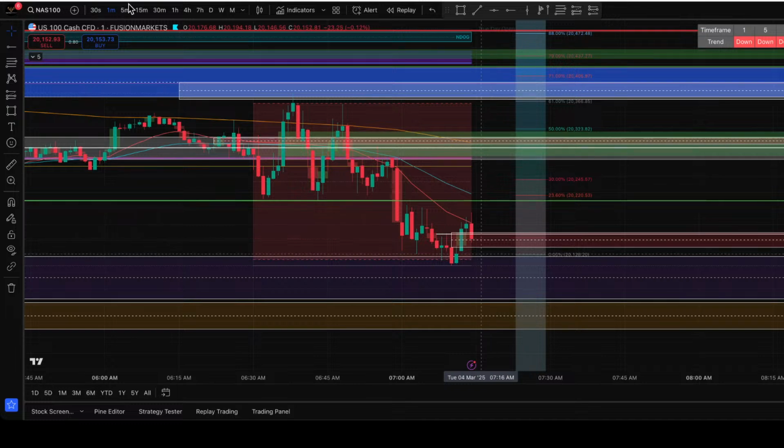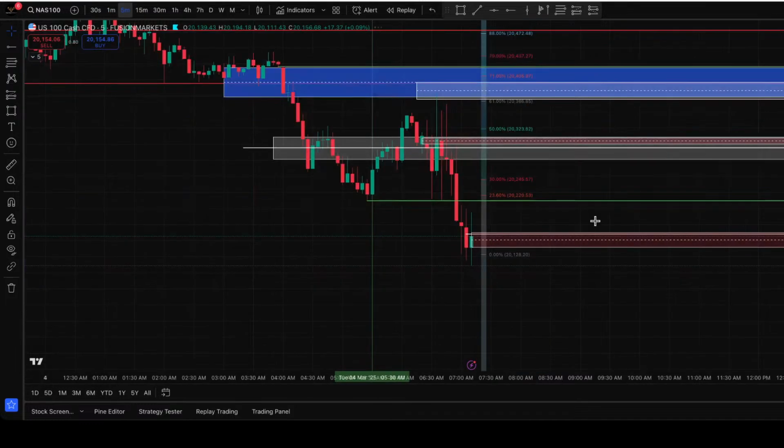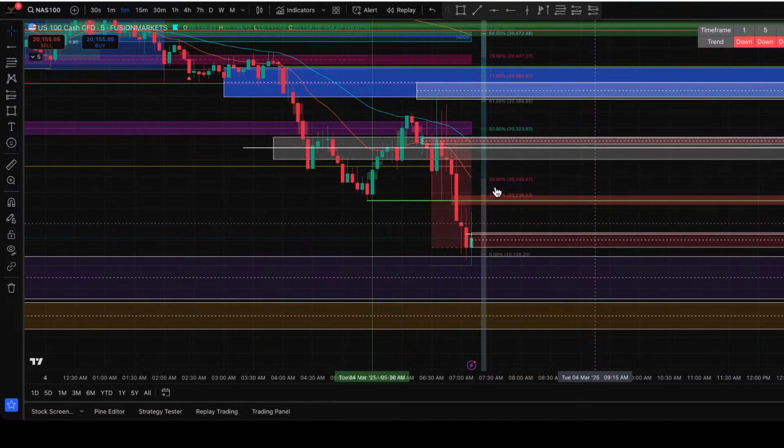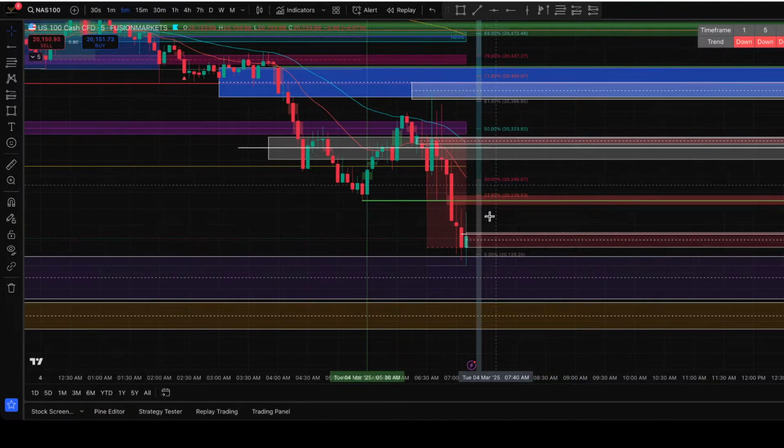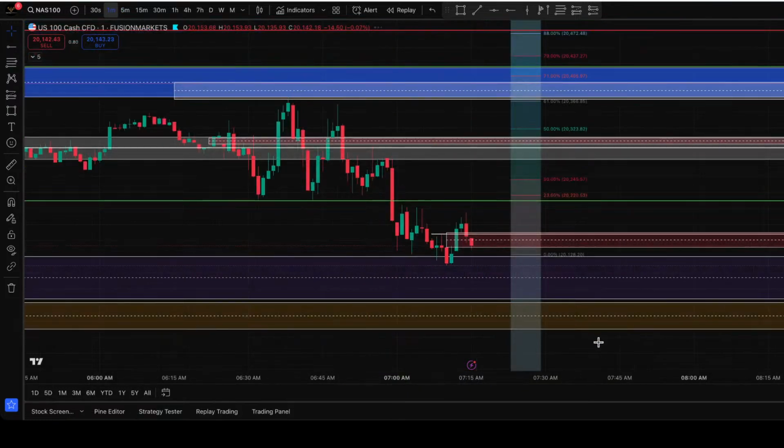So until I see this set up, because we had such a big drop, I want to see a 5M fair value gap be created. And then hopefully there's enough room between there and the purple zone. Unless it wants to just run this.